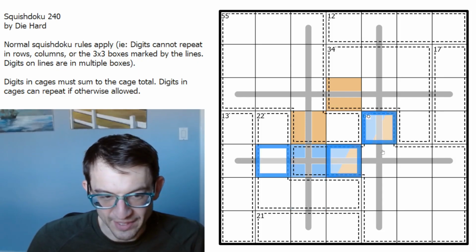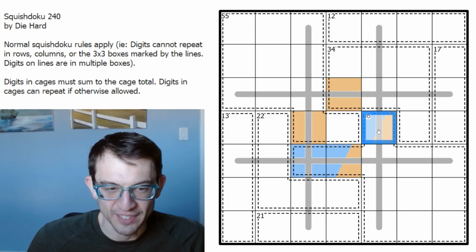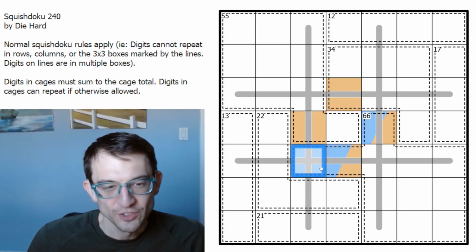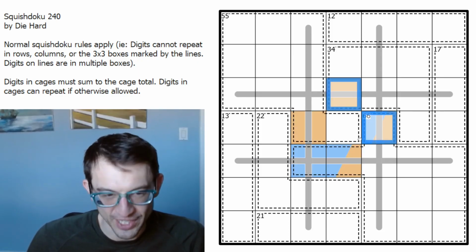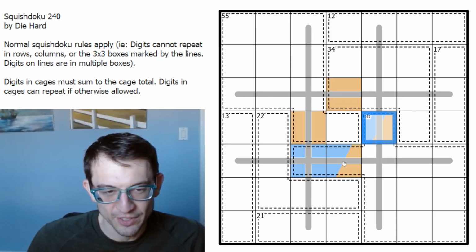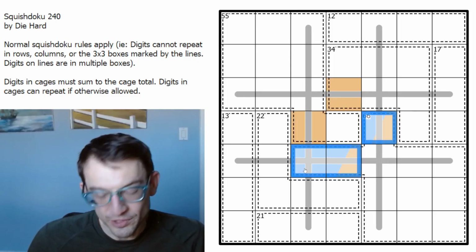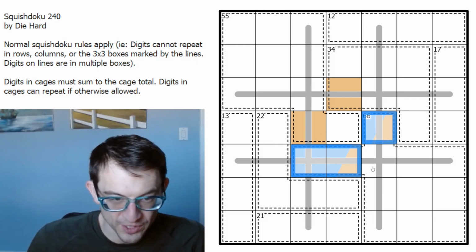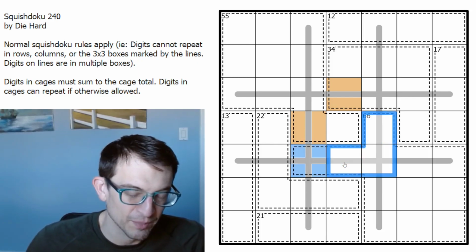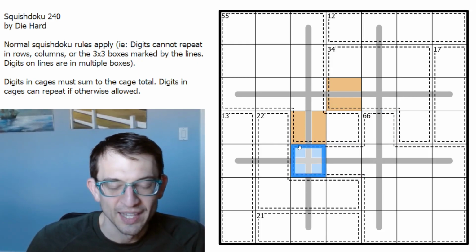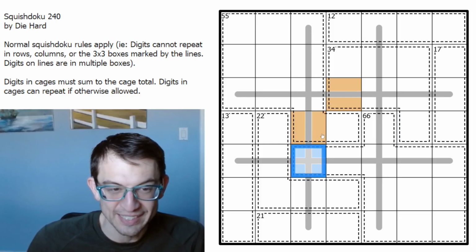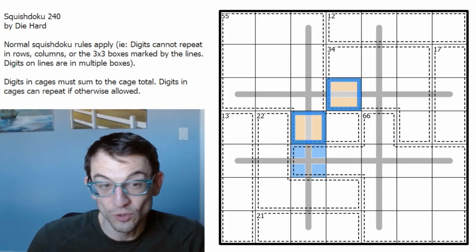So what that means is the orange cells are 15, the blue cells are 21. So the blue cells are 6 more than the orange cells. If I delete these, because they're in both the blue and orange, that's still going to be true. This blue cell is 6 more than these 2 orange cells combined.